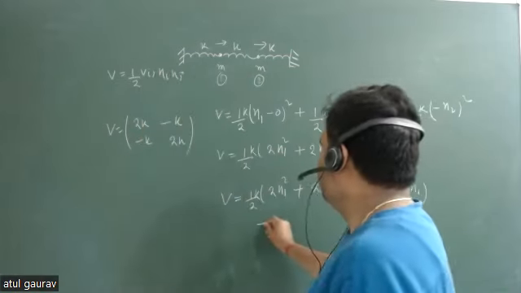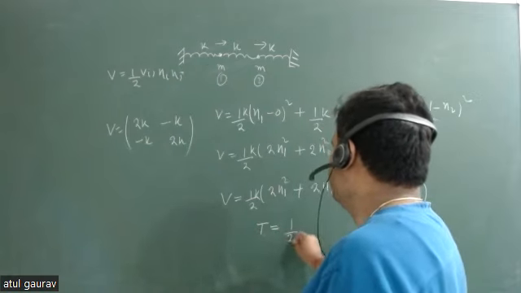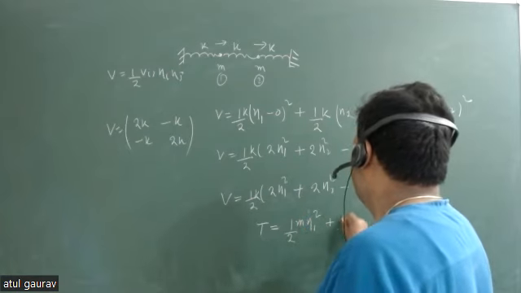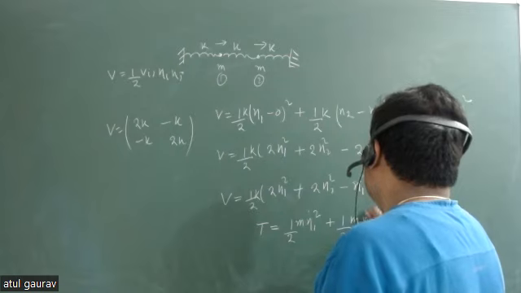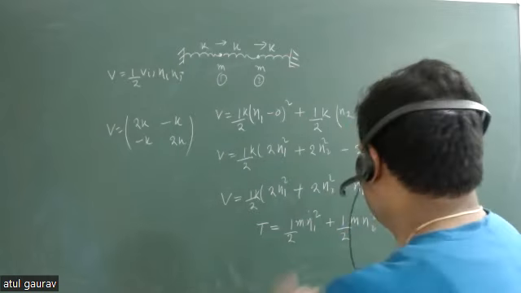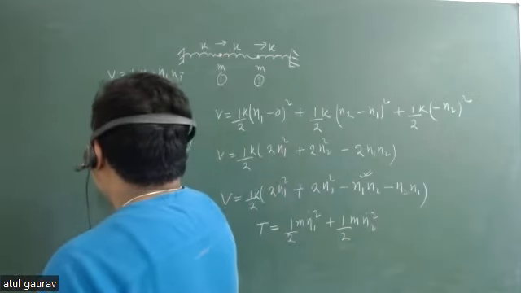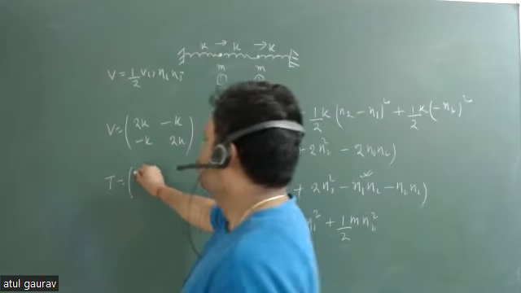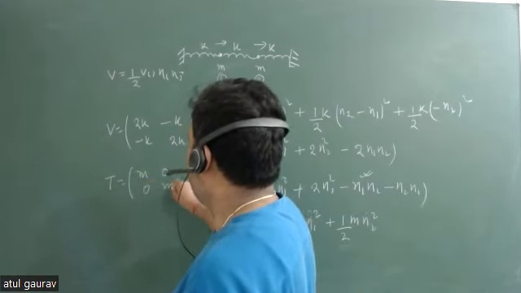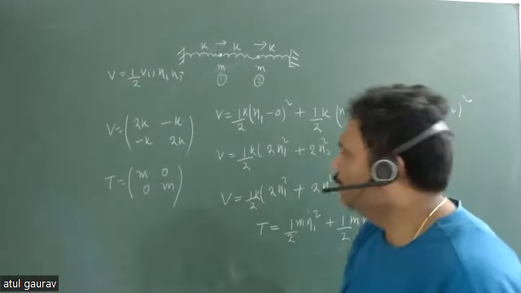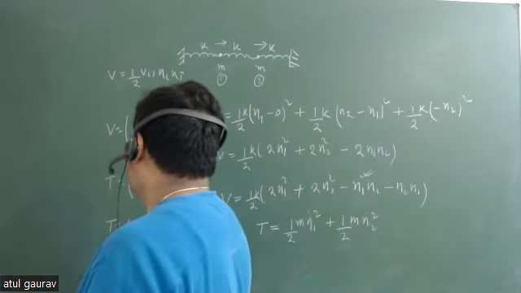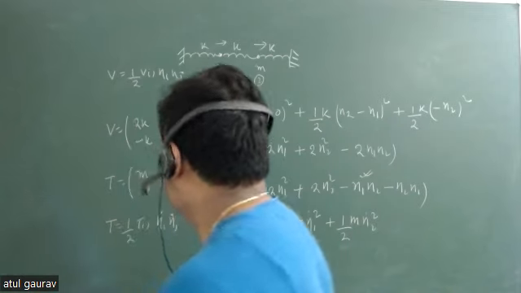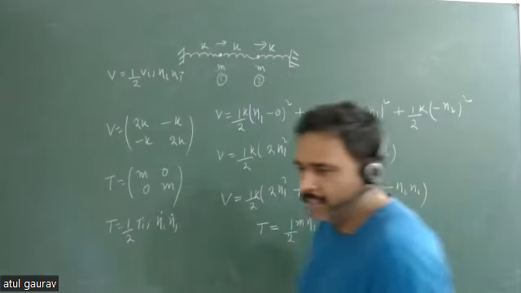So what will be my kinetic energy? My kinetic energy is half m eta 1 dot square plus half m eta 2 dot square. And now you can easily write your kinetic energy matrix. Tell me, what will it be? m, 0, 0, m, right? What is the kinetic energy matrix? The kinetic energy is half Tij eta i dot eta j dot. So this is your kinetic energy matrix.